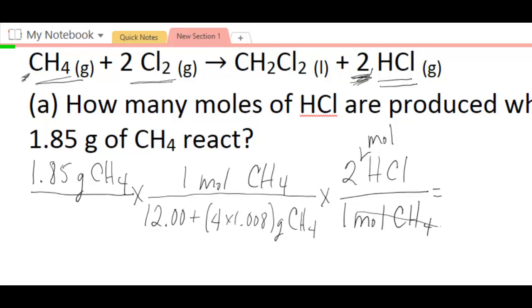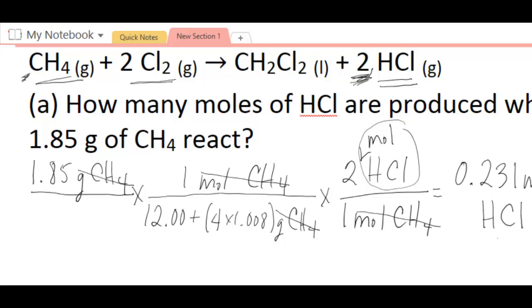And then your moles of methane cancel, grams of methane cancel, and you're left with moles of hydrochloric acid, which is what you're asked to solve for in this problem. When you do the math there, you'll get 0.231 moles of hydrochloric acid. So that's your answer for part A.